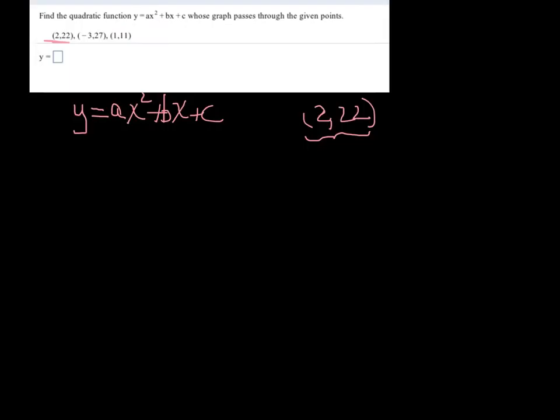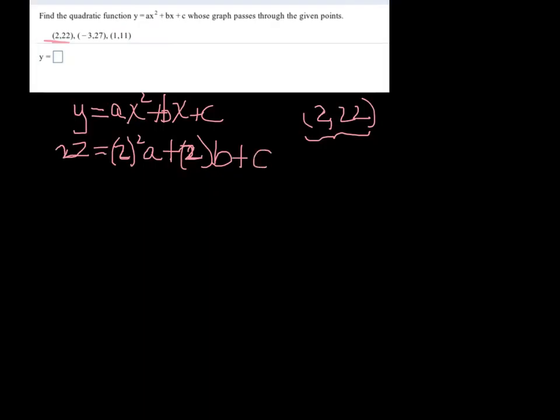So what we're going to do is plug in 22 here for y. And everywhere we see an x, we're going to plug in a 2. So this is an x squared, so we'll plug in a 2 squared. I'm going to move the x to the front, you guys. 2 squared times a, right, plus, well, we have b times x, and again, x is 2. So we'll have 2 times b plus c.